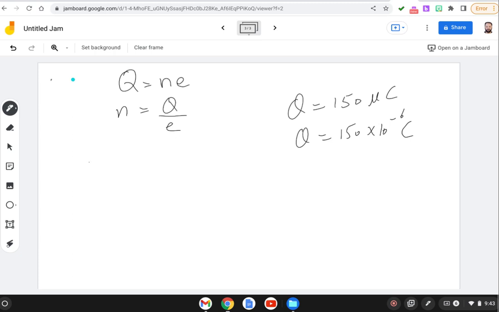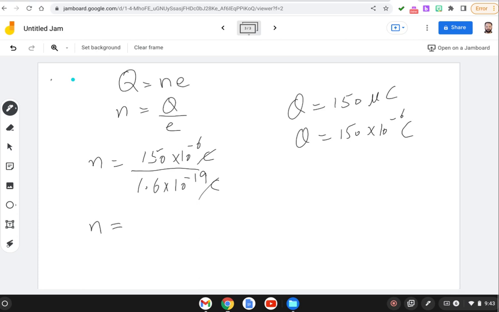So you will write here N is equal to 150 times 10 power minus 6 divided by e. e is 1.6 into 10 power minus 19. The unit is coulomb and coulomb, so coulomb will cancel. So there is no unit for N, okay.